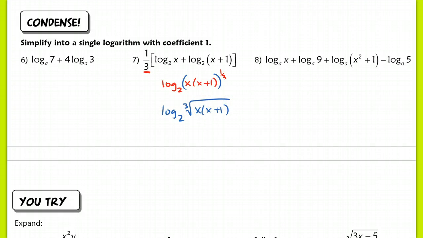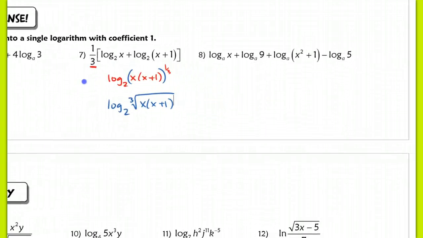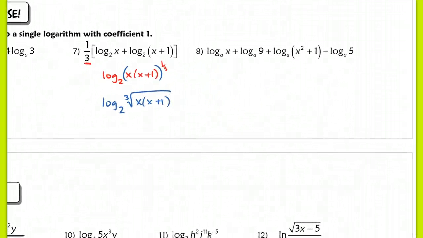Okay? Number 8 looks a little bit longer, I know, but hopefully you're seeing you've got two sums, so that's just going to be the product of all three of those things. And then this, since you're taking the difference of one of the logs here, it's going to end up being a quotient. Okay, so let's just start with the first 3 terms here, writing that as a product.